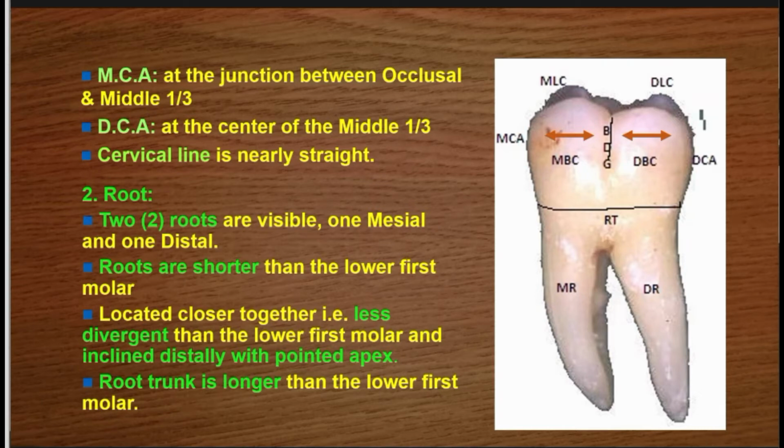2 roots are visible, 1 mesial and 1 distal. Roots are shorter than the lower first molar and located closer together. They are less divergent than the lower first molar and inclined distally with a pointed apex. Root trunk is a little bit longer than the lower first molar.